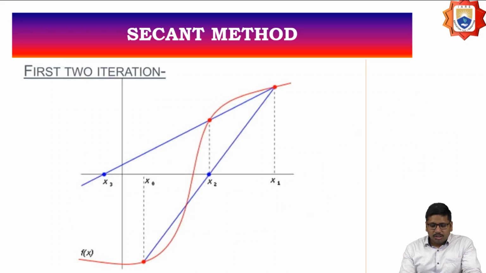In the first two iterations, the graphs look like this, where the red curve indicates the f(x) value. We make use of these two secant lines, which meet the x-axis at the x1 value, the x2 value, and then the x1 value.